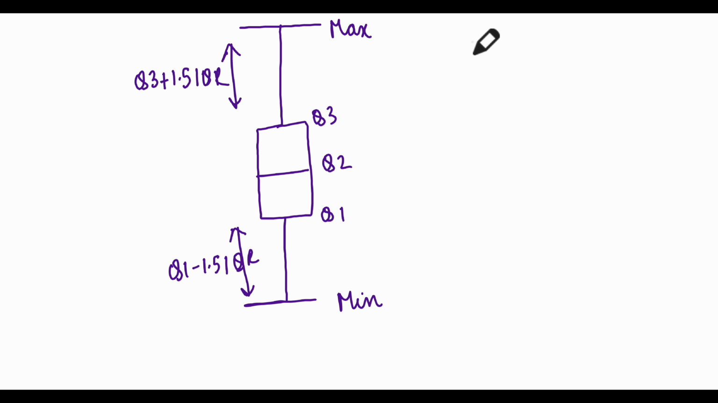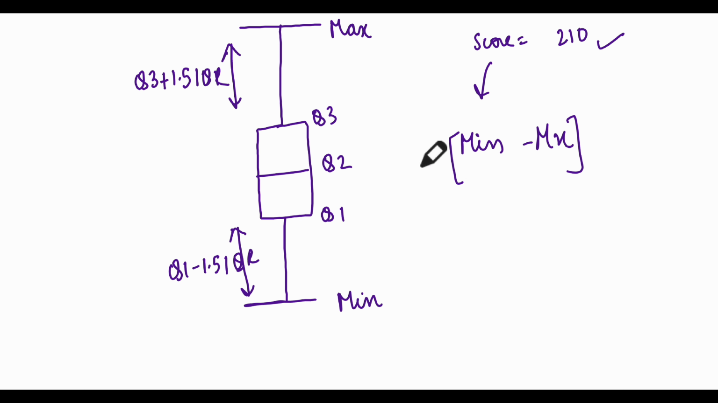Whenever you have to detect an outlier, how do you do that? Suppose you have a variable, given score equal to 210. You want to check, is this score an outlier or not? You calculate the minimum and maximum score for this variable. If this 210 is lying on the left side or on the right side of this range, then it is an outlier. So this is the theoretical concept of box plot. Let's look at this with an example, then you will understand it in much more detail.